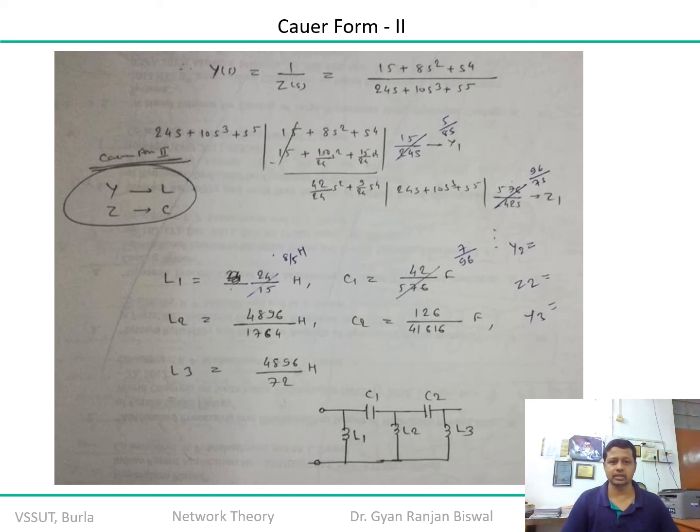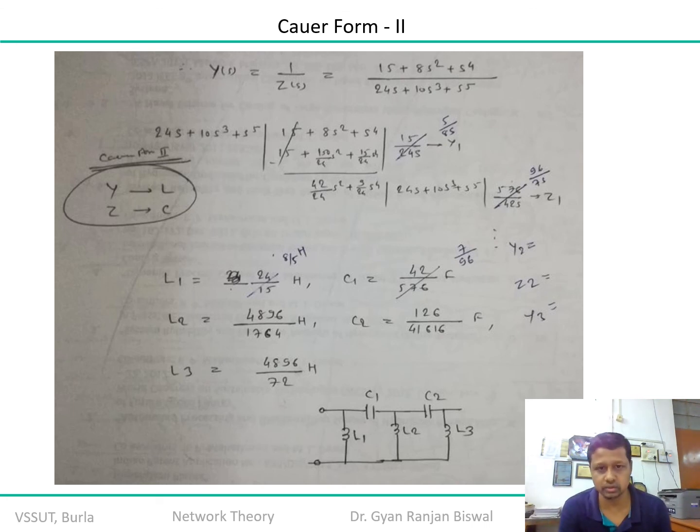Okay. So now I think you have had sufficient time. You have probably spent more than half an hour on this. Okay, anyway, it's a good exercise. So now you see that your L1 you are getting because your Y1 is 5 by 8s. So for the admittance function, 1 by s is the inductance, so you get 1 by L. Therefore L1 is equal to 8 by 5 Henry.